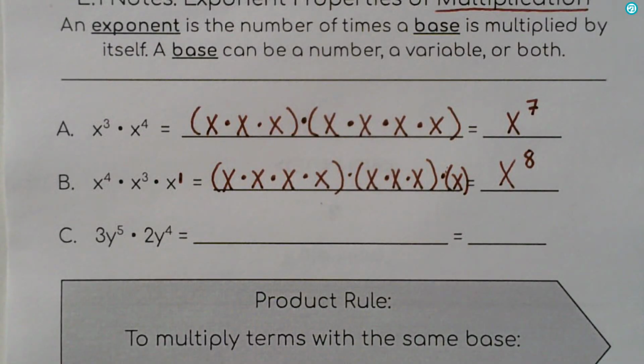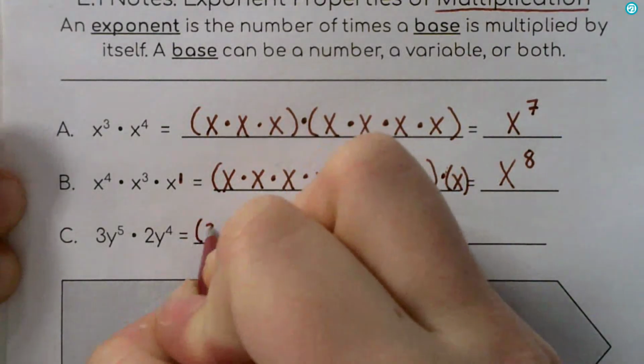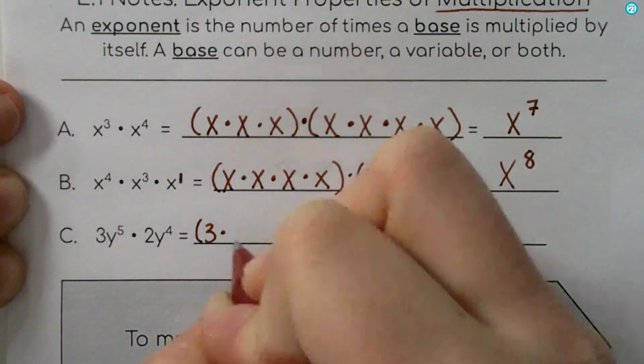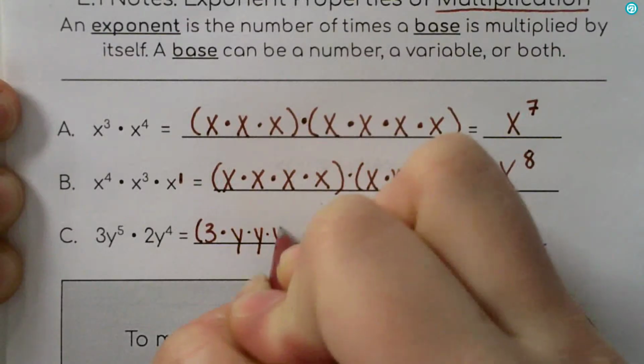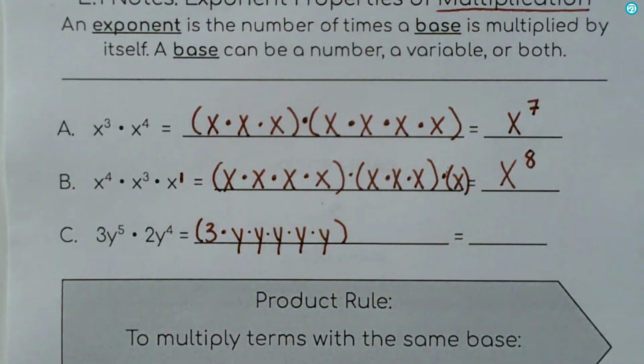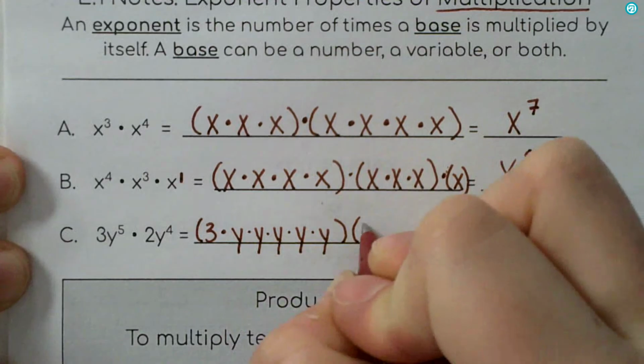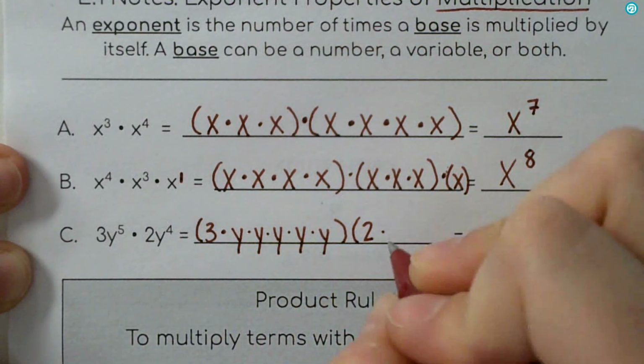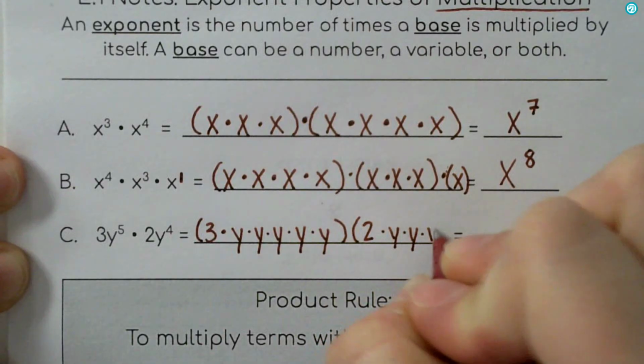Okay, last one. We've got 3y to the 5th times 2y to the 4th. We're going to go ahead and multiply all of those. So for the 3, it just stays a 3. It's just a normal number. So my first set of parentheses, I'm going to have 3, and then I've got 5 y's. So 1, 2, 3, 4, 5. And then my second set, I've got my 2, and I have 4 y's. 1, 2, 3, 4.